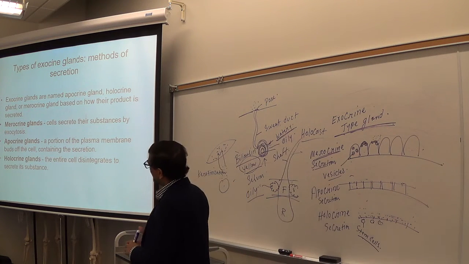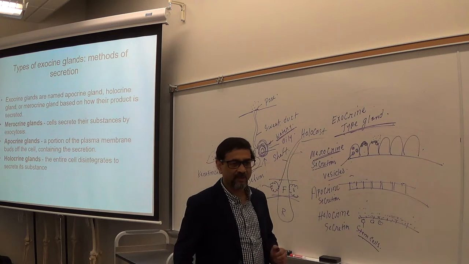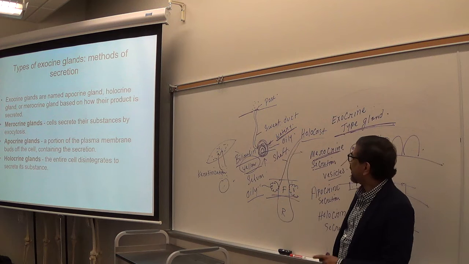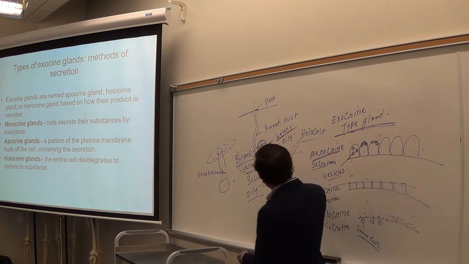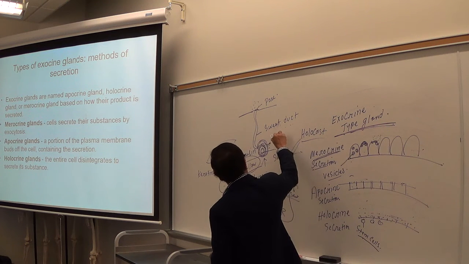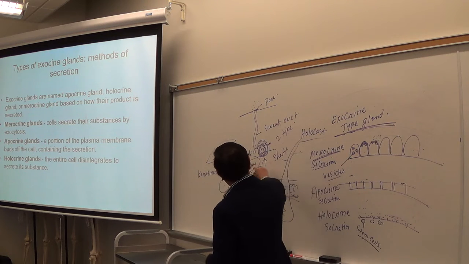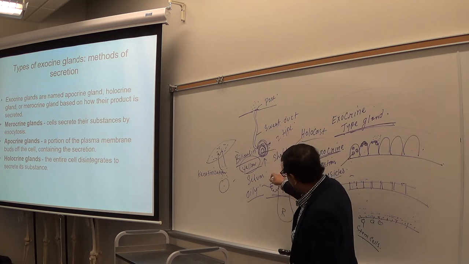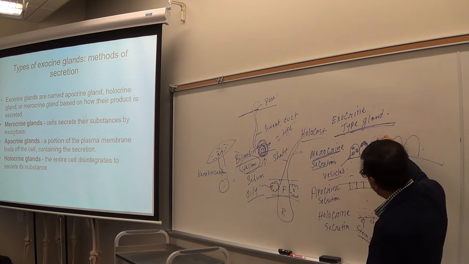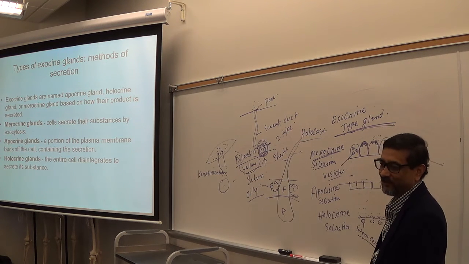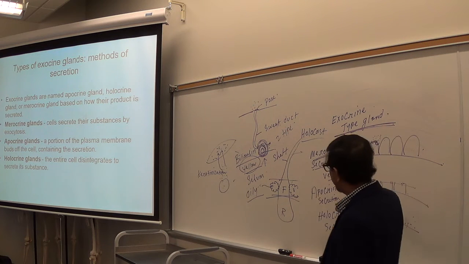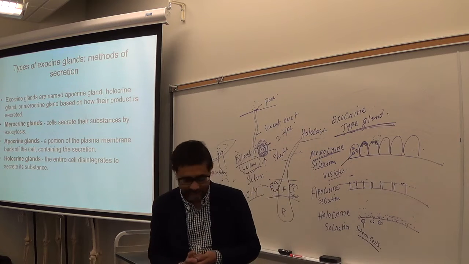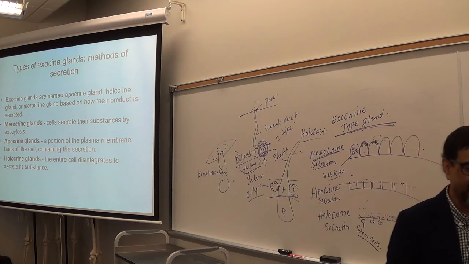Okay? So, those are three modes or ways of secretion from the exocrine glands. Why do you need to know that? Because your skin has two types of sweat glands and one type of sebaceous gland. Those three types of glands secrete in three different modes, three different ways. So all these three take place in the skin, when the skin glands secrete.